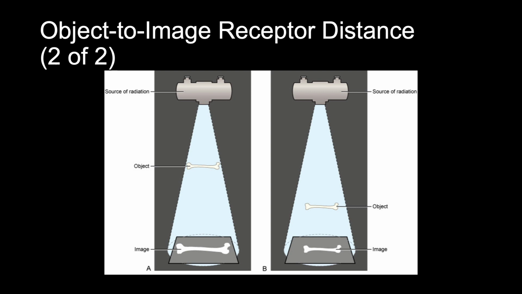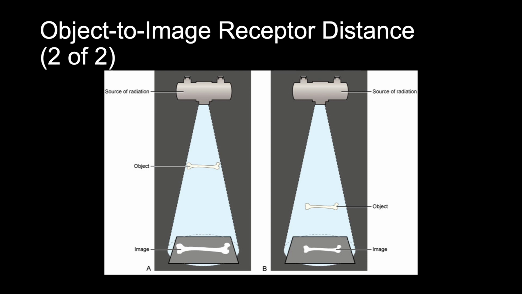When distance is created between the area of interest and the IR, the diverging exit beam records the anatomic part with increased size distortion or magnification. Shown in this figure, we are looking at OID and size distortion. A long OID creates more magnification than a short OID.